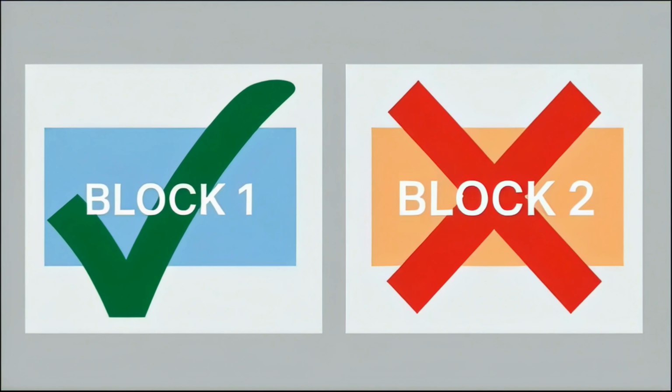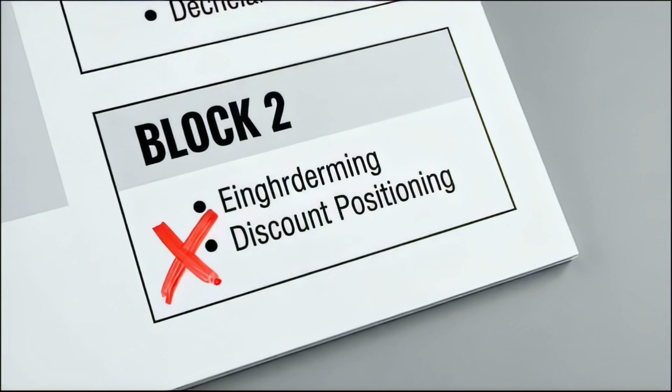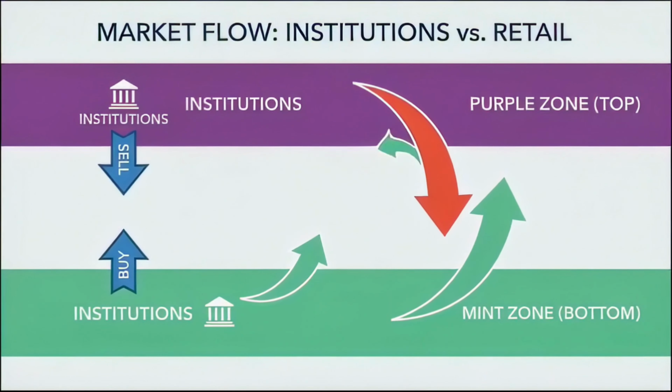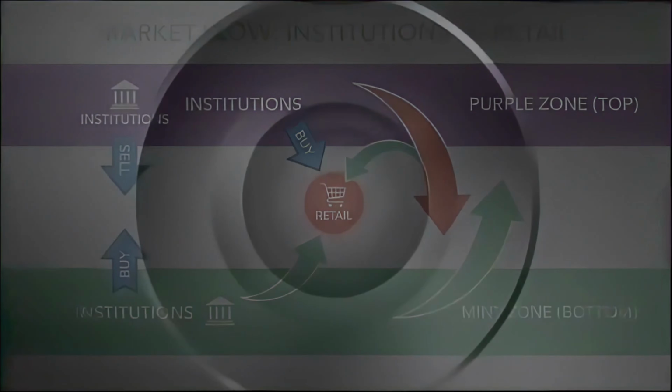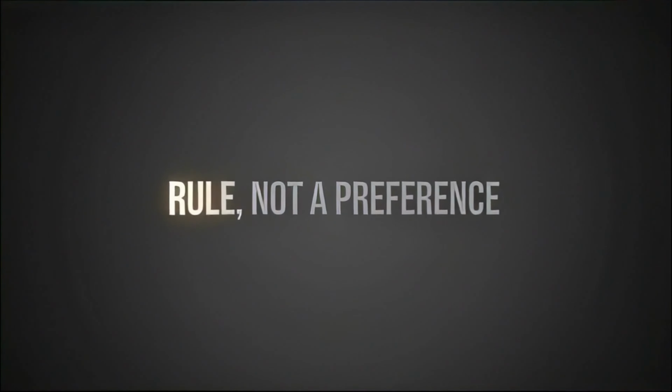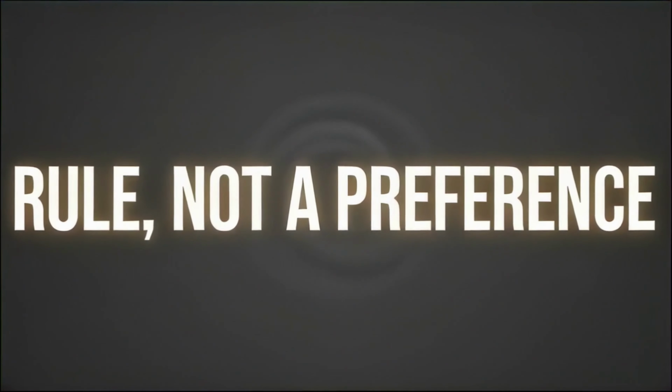The first, and only the first. The second block is textbook perfect in every way except the one that decides the outcome. You would be buying at a premium, right where the institutions who bought low are looking to sell to somebody. Very often that somebody is you. Same setup, opposite side of the trade. That is why position inside the range is a rule and not a preference.